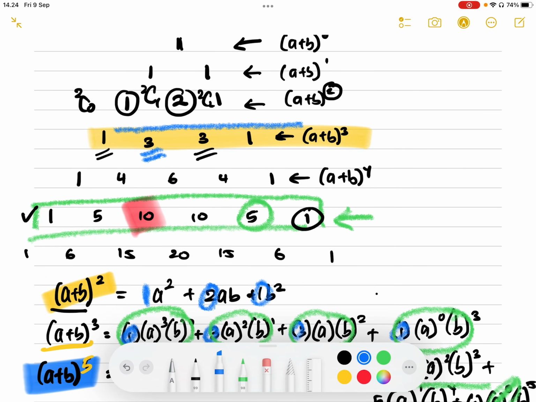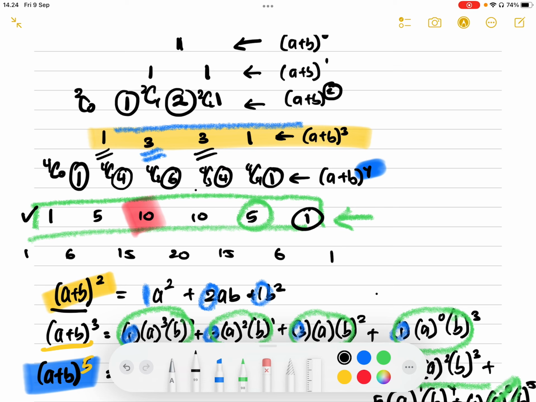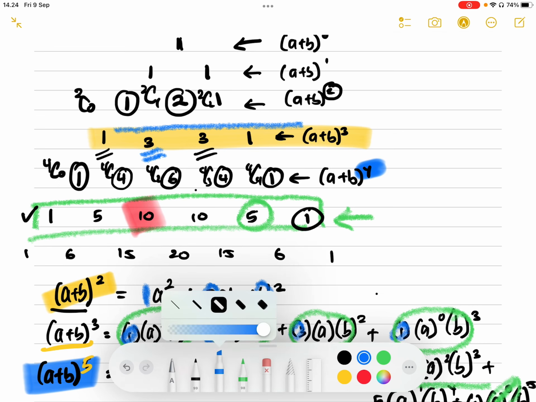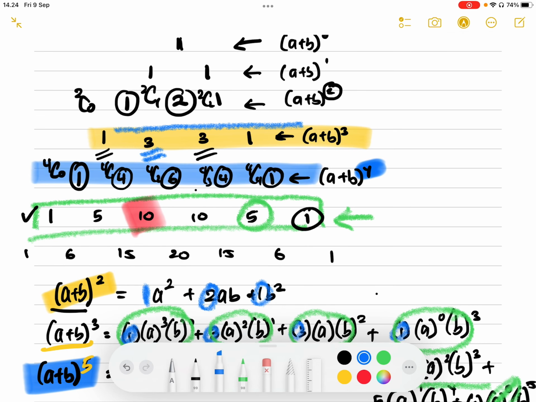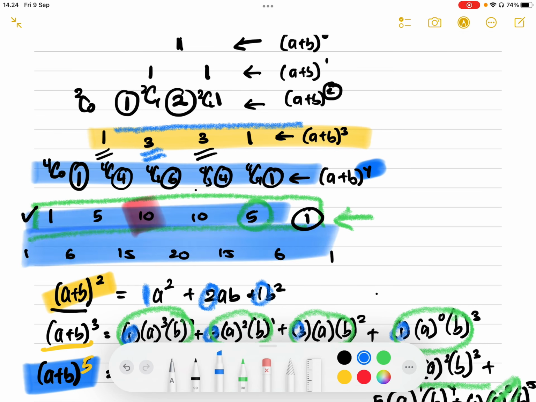Now, how about the one to the power of 4? So we can assume that this one is 4C0. 4C0 you will get 1. Then this one is 4C1, you will get 4. 4C2 you will get 6. 4C3 is 4. 4C4 is 1. So you can find the combination to get all the numbers afterwards.